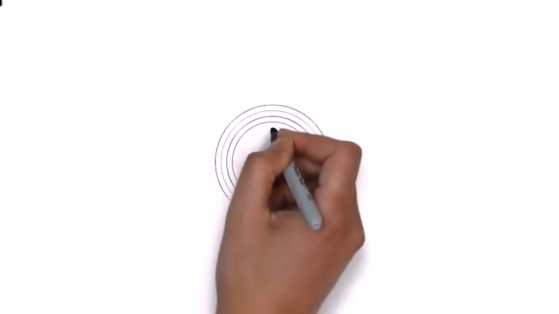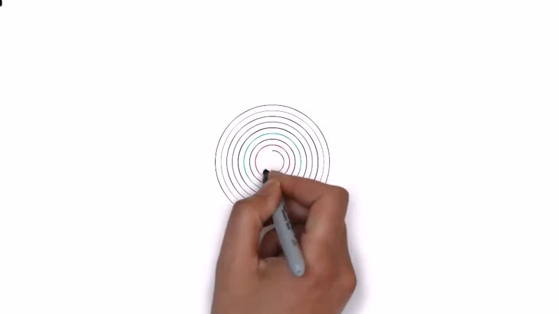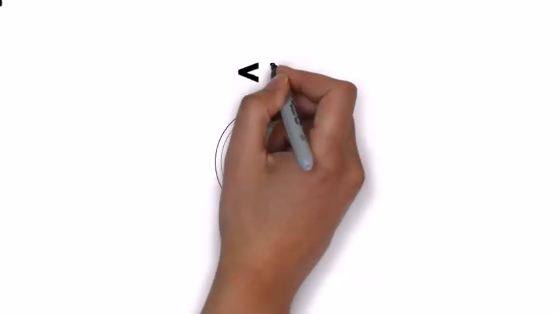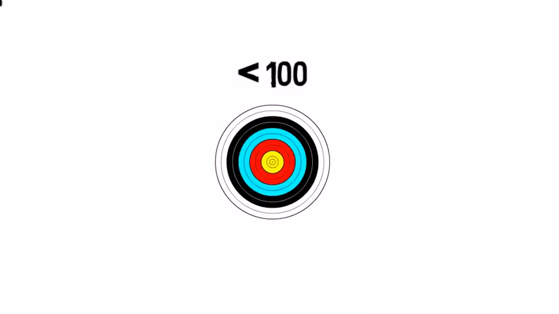The LDL target in diabetic patients without overt cardiovascular disease is less than 100, and in those patients with cardiovascular disease, the goal is less than 70. Keep in mind that statin therapy is contraindicated in pregnancy.